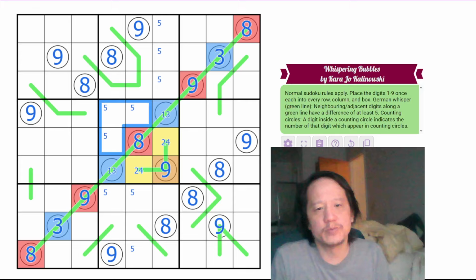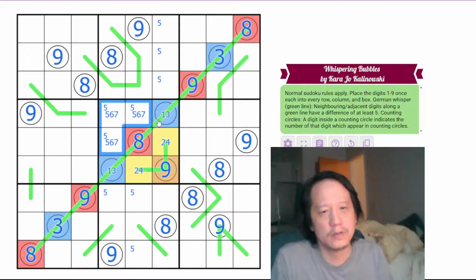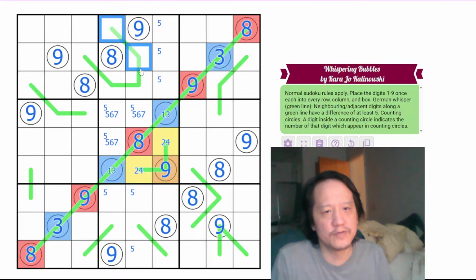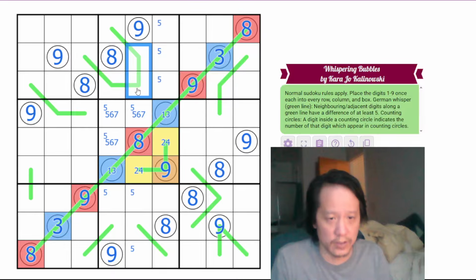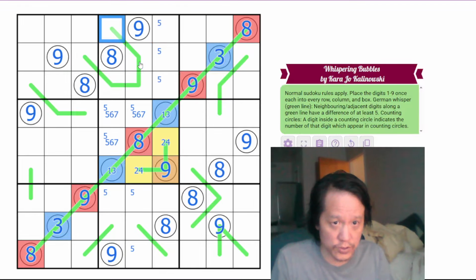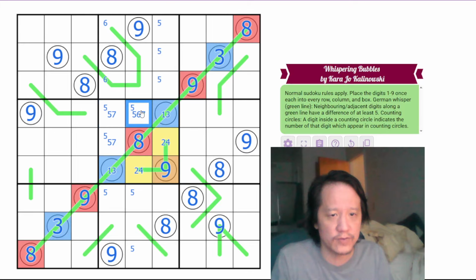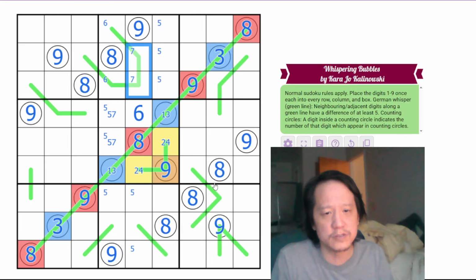Remaining digits here would be 5, 6, 7. 1 and 3 could be here. You would have to have 6 and 7 be here. Obviously, 6 could not be either of these because they're next to 2 unique digits on a whisper 5 line. So one of these would be 6, which means this could not be 6. So it's a 5, 7 pair. That would force this to be 6. That would force this to be 7.